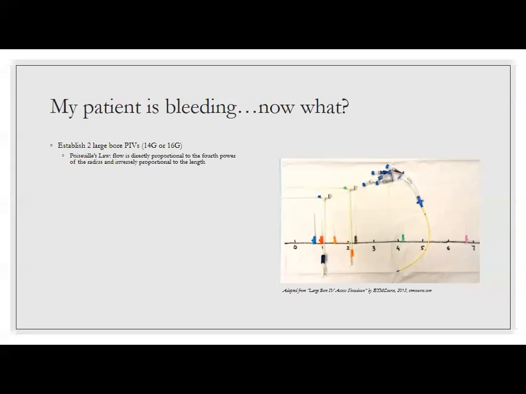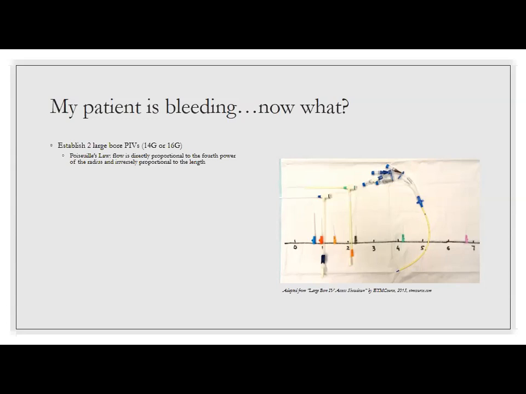And we know from physics that flow is directly proportional to the fourth power of the radius and inversely proportional to the length. So you want a catheter that's short and thick. So you can see from this diagram here, this is time in minutes to infuse a liter of fluid. So you might think like, oh, a central line is great.